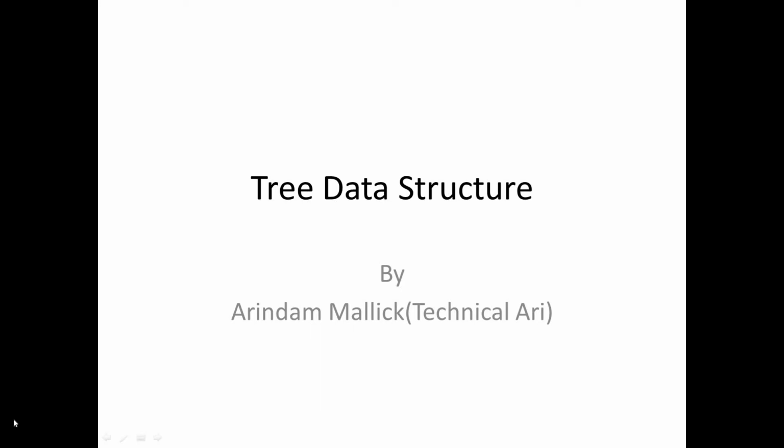Live with Programming. Our today's topic is the tree data structure. We are discussing what a tree is, and what we mean by tree data structures. Let's start.